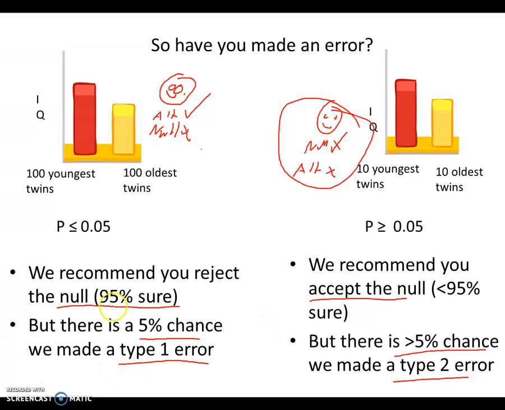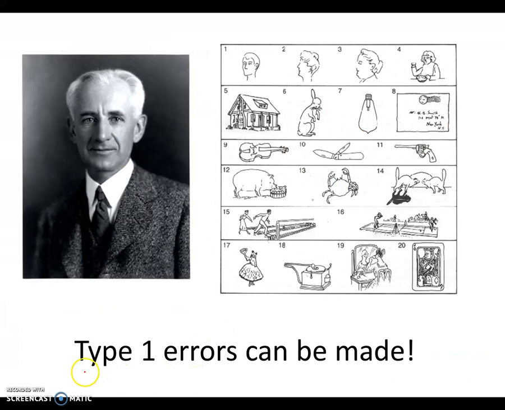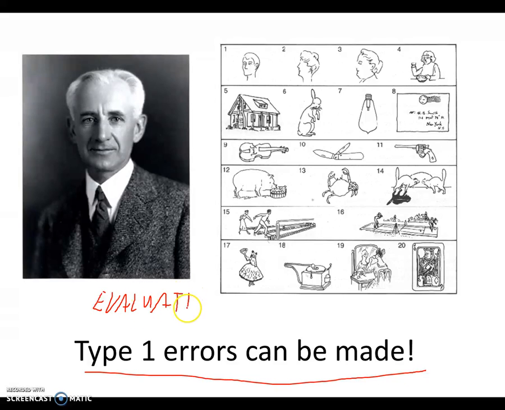But there's always, if you're working at a p less than 0.05 level, then there's always a chance that you've made an error. Type 1 errors can be made and are often made. Whenever you evaluate a piece of research, you are essentially saying this is where the errors could have occurred. This is Yerkes, who did IQ tests on army recruits in America, and these are the kind of things that he gave them.